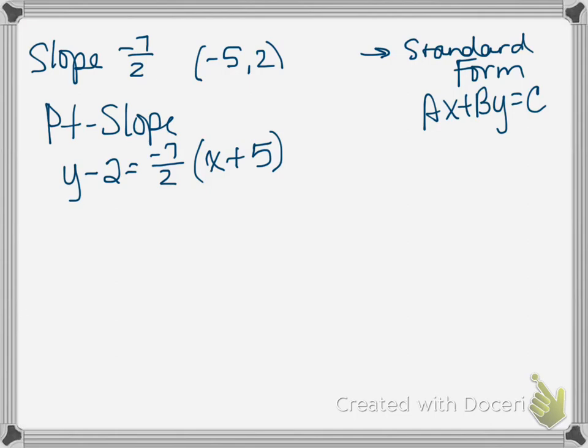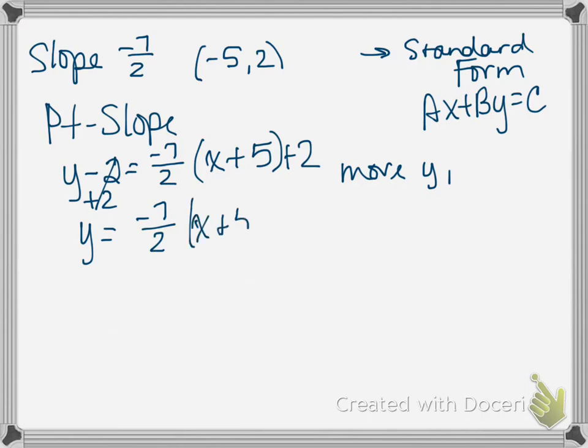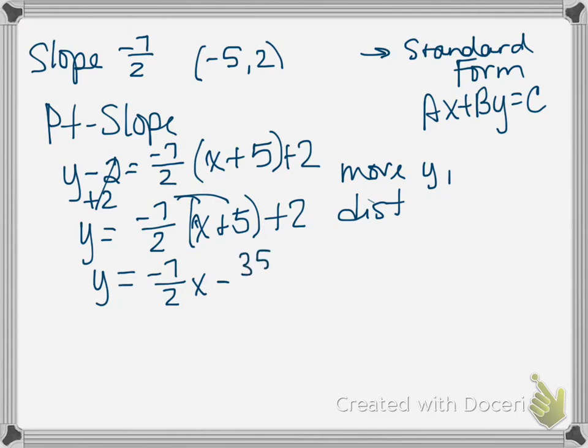Well, I can go ahead and do my same pattern as before. So we're going to move our y1. Okay, so I'm going to add 2. So I've got y is equal to negative 7 over 2 times the quantity x plus 5, plus 2. We're going to distribute. So y equals negative 7 over 2x minus 35 over 2 plus 2. I'm going to leave that with a fraction for now.